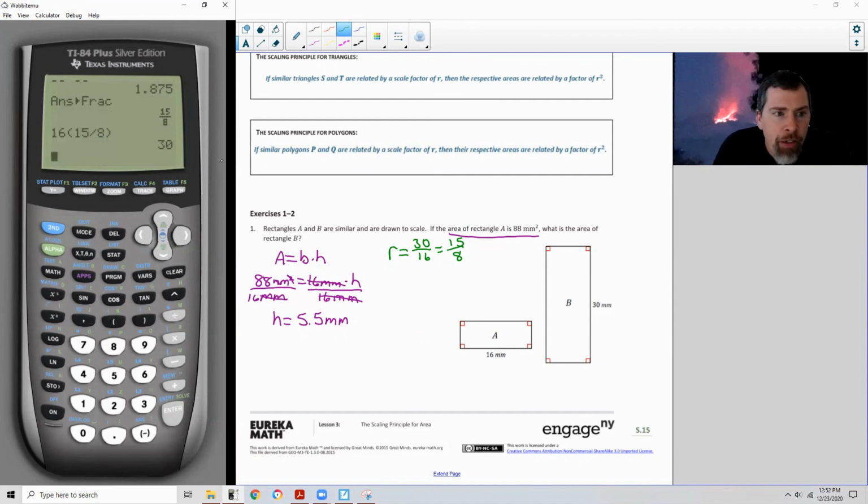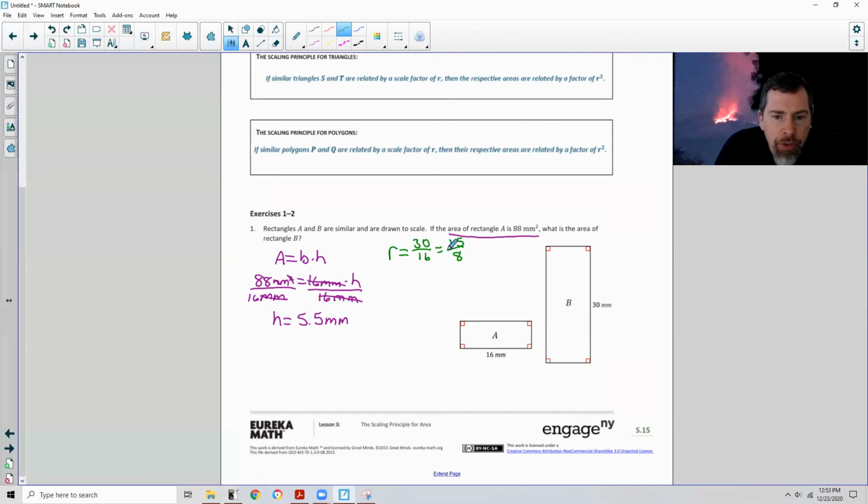Okay, so then why am I doing this? Well, I need to find the area of this. I don't know the area and I don't know the height. So I had to find the height using the scale factor. So now that I know the scale factor is 15/8, I can take the height of A and multiply it by that 15/8. So 15 over 8 times the height of A equals the height of B.